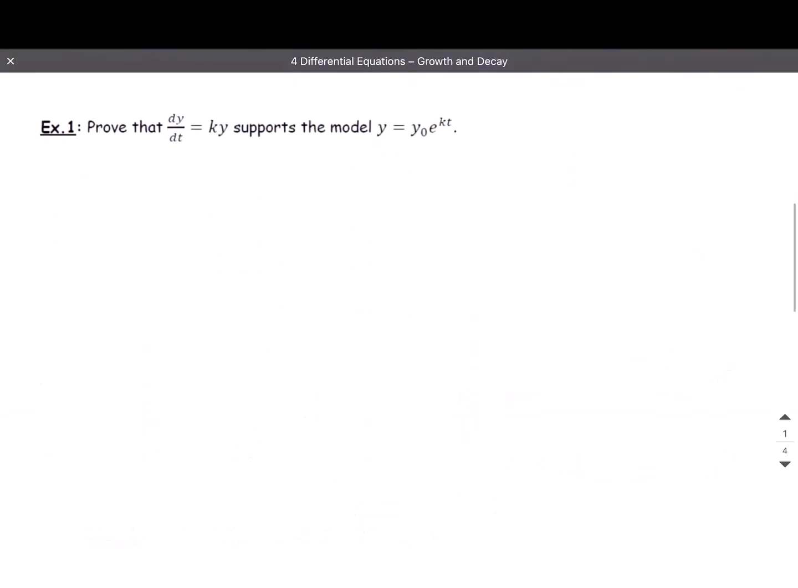So now we're going to prove this. Last year we accepted that exponential growth and decay followed the rule y equals y naught e to the kt. We're now going to prove that if something changes at a rate proportional to itself, that it supports that model y equals y naught e to the kt.